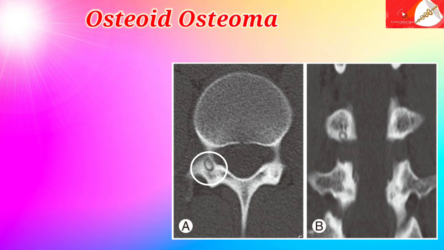In this CT scan, you can see a nidus location and typical features of a nidus, which is in the inferior cortex of the lumbar vertebra pedicle, taken in axial view and coronal view.